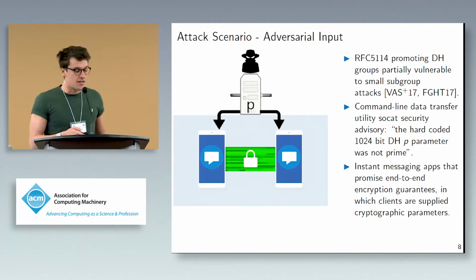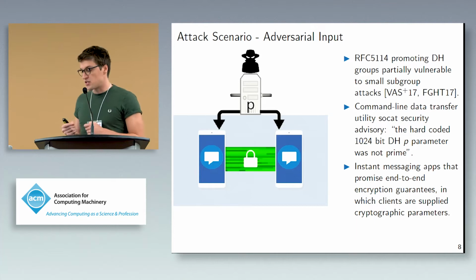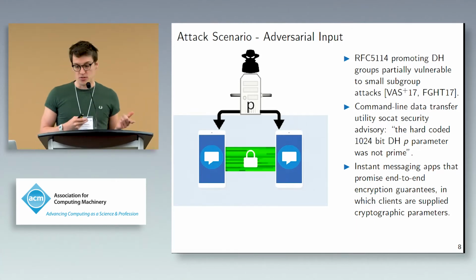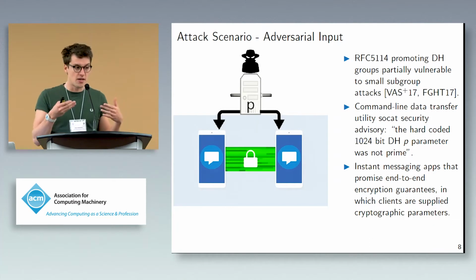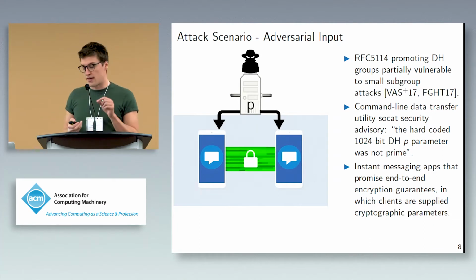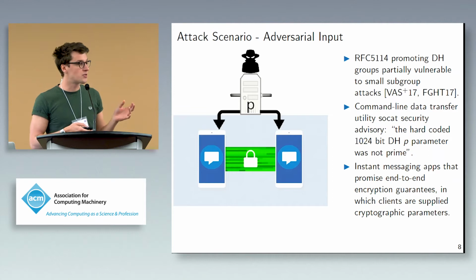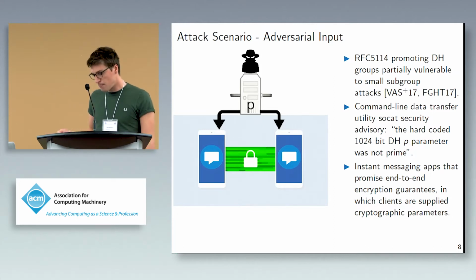Okay, and lastly, another scenario that we can keep in mind is within instant messaging apps that promise end-to-end encryption. Sometimes the cryptographic parameters are supplied by the server, so for the clients to have end-to-end encryption, they need to verify that these parameters really are honest and do the job that they say they should.